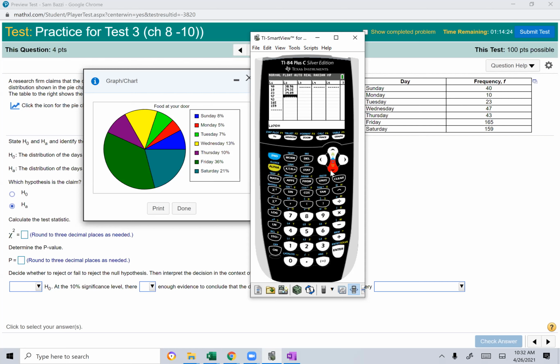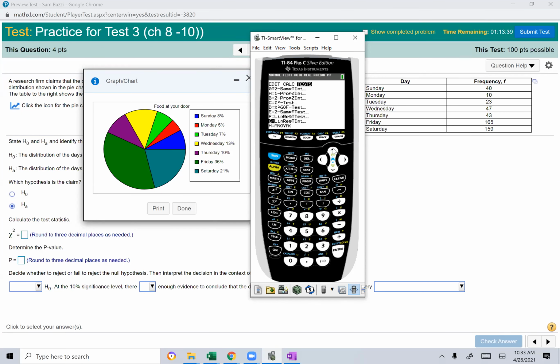Let's see where we are. Okay. For the fourth one, Wednesday is what? 13%, 0.13 times 487. For Thursday, 10%, 0.10 times 487. And for Friday, 0.36 times 487. And finally, for Sunday, 0.2921 times 487.